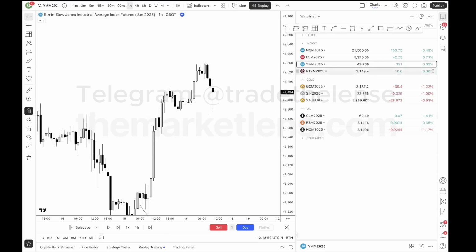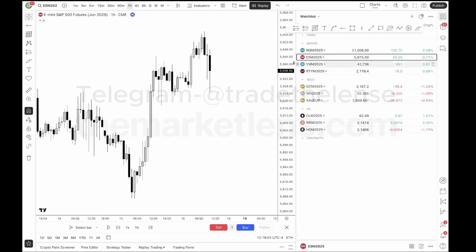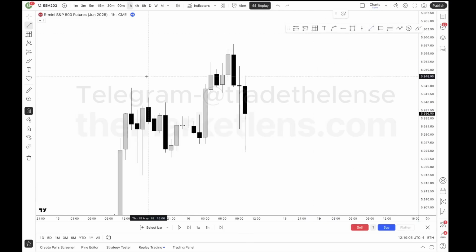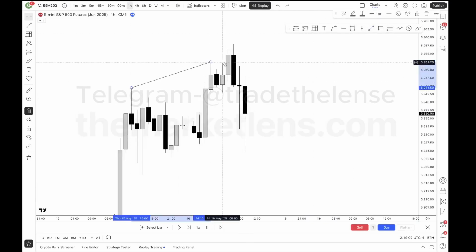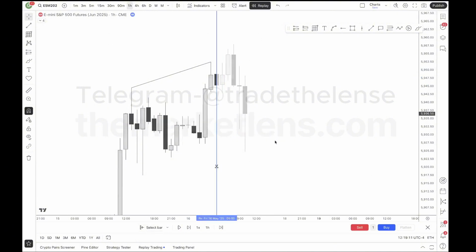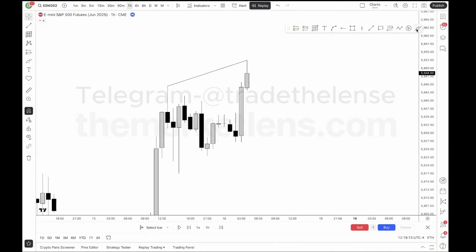If I go on ES, so let's look at ES here. We see there's the SMT right here. That gets created right here. So this is what I want to see. I want to see this asset switch to the weaker asset and expand away.